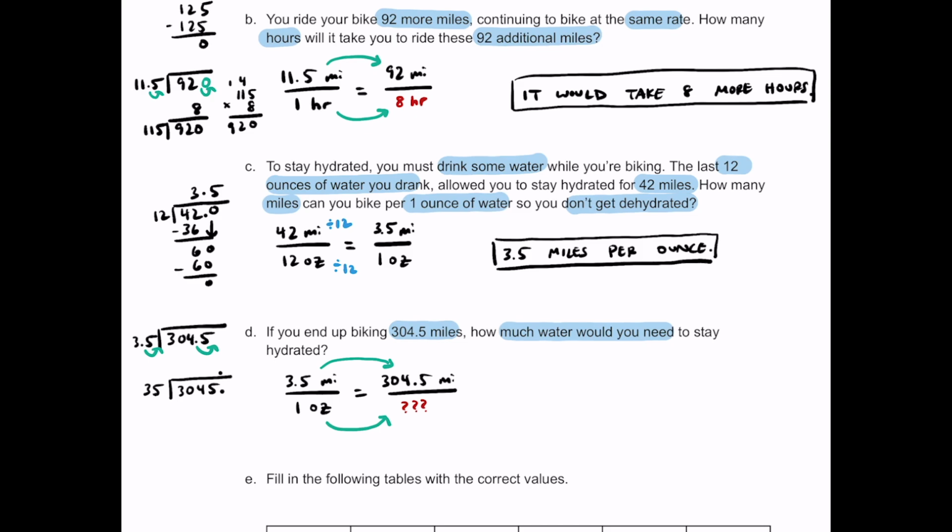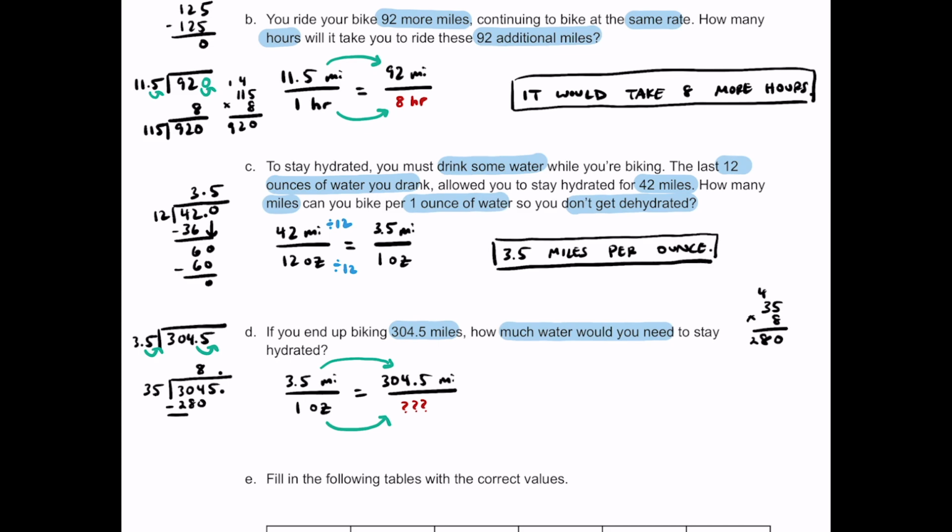35 going into 3, no. 30, no. 304, yes. 10 times, that's 350. 9 times would still be too much. I'm thinking maybe 8. 8 times 35. Gotta do a lot of little scratch work here. No worries, I'll find some space. That's going to be 40. 8 times 3 is 24, plus 4 is 28, so 280. If we added another 35 to that, I think that's going to be too much. So 280.